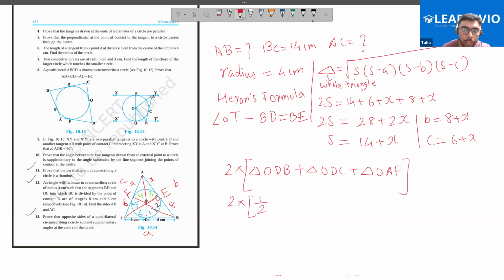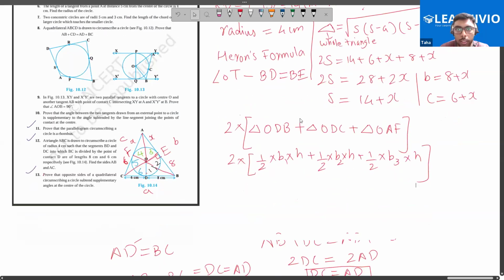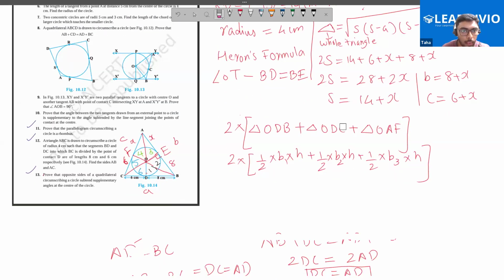Is that making sense? So if we start writing for triangle ODB, for all of these, the bases would be the same. Can we say that? No, no, the bases will not be the same. The height will be the same for all of these because it's the radius: half into base into height plus half into base into height. H would be the same for all of them. Is it making sense, Umair and Saad and Zeb? Sir. Yeah.